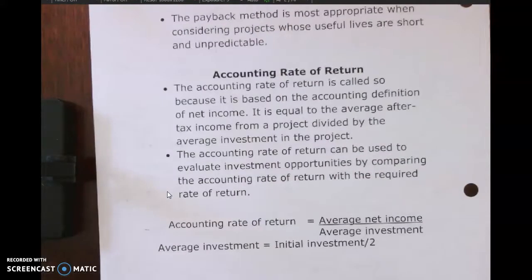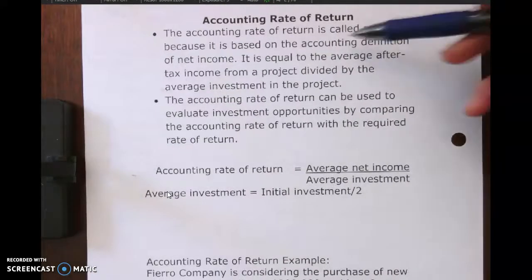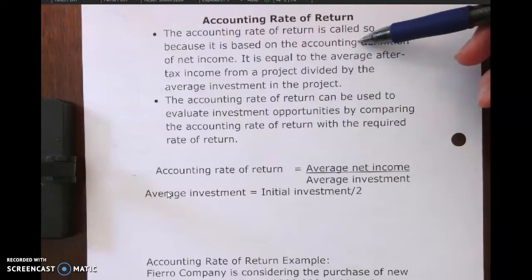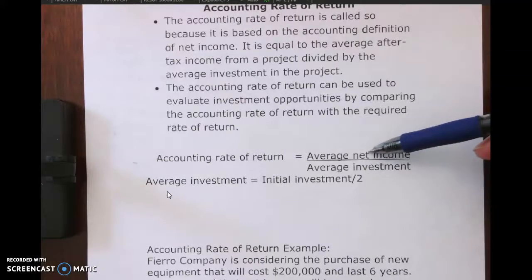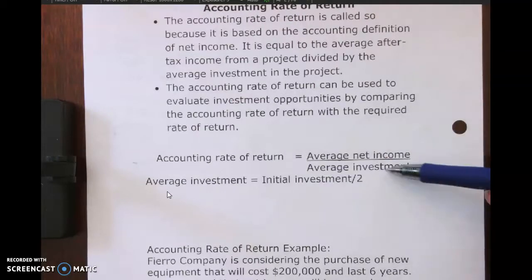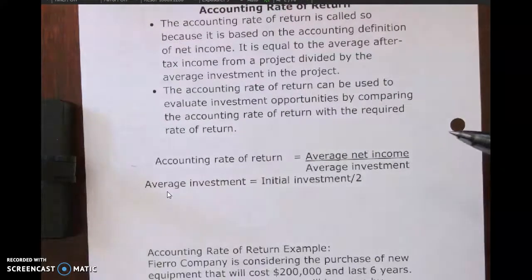So if we continue on, when we look at the accounting rate of return, I'm just going to talk about this one very quickly. The accounting rate of return is based on our accounting definition of net income. The way that we do that is we take our average net income divided by our average investment, and the way we calculate our average investment is it's equal to our initial investment divided by 2.